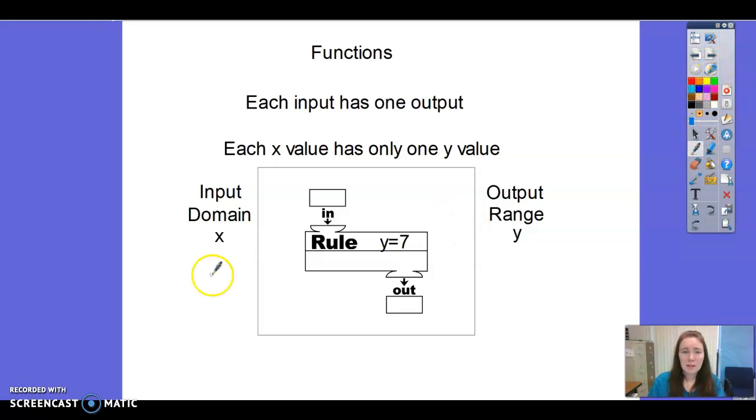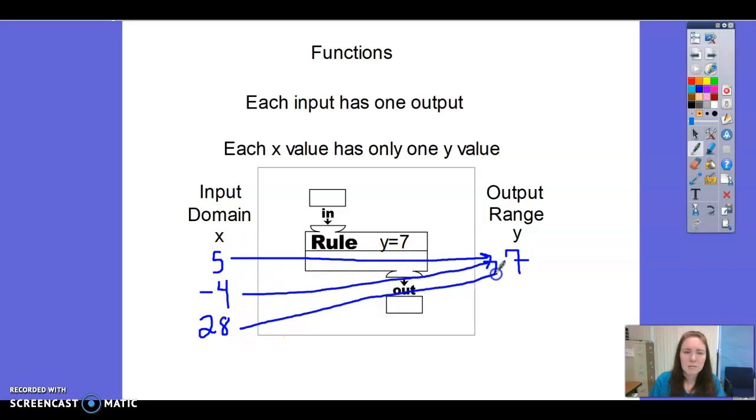So let's take a look at this next one. Let's say we do x is 5. If I plug in a 5, the rule here is that y is 7. So if I plug in a 5, I don't have to do any math. I don't have to use my calculator. I can just know the answer is 7. Let's say I plug in a -4. Well, it doesn't matter what x is, the answer is still 7. Let's say I plug in a 28. It doesn't matter what the x value is, the answer is still 7. So if I had a picture, it would look something like this.